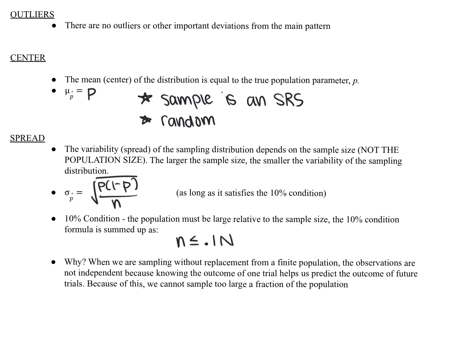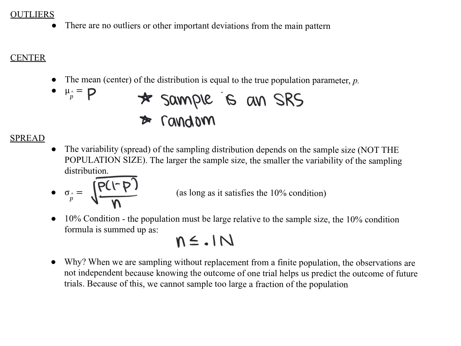So your sample size has to be small enough relative to the population size. The population must be large relative to the sample size. So n has to be less than or equal to 0.10 N. And again, we're not necessarily always going to know our population size, but we can know whether or not our population is at least 10 times as big as our sample.